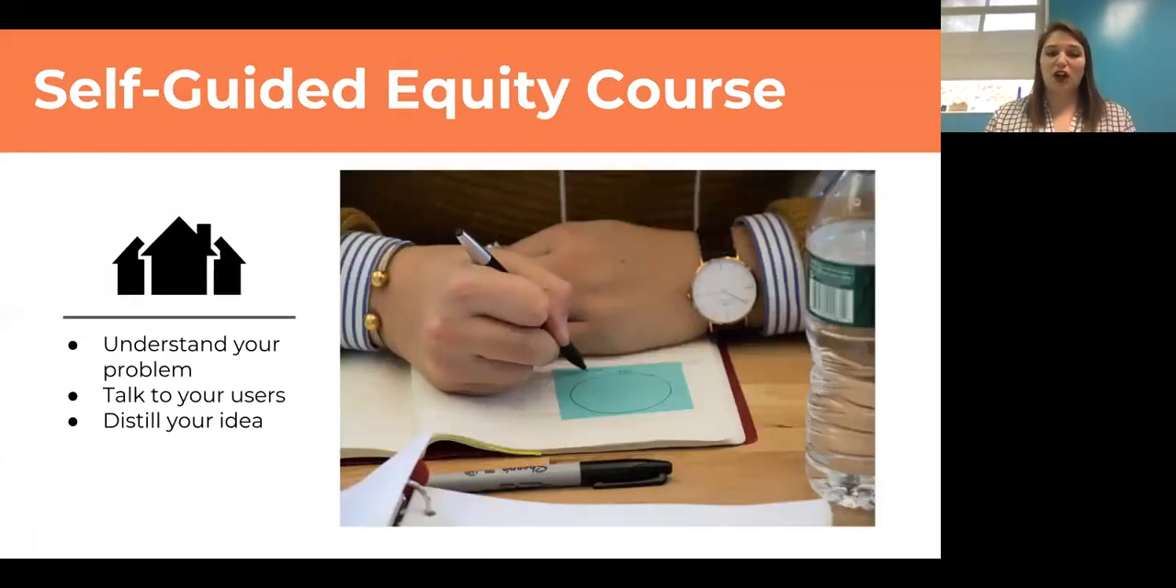So first of all, that self-guided equity course, we are so excited about it. It's something that is relatively new to our programming. So a big focus of this is really, who are you in this work? What is your relationship to the problem and to the community? As well as what are the historical and systemic sources of oppression that are already playing into the problem that you're jumping in to solve.